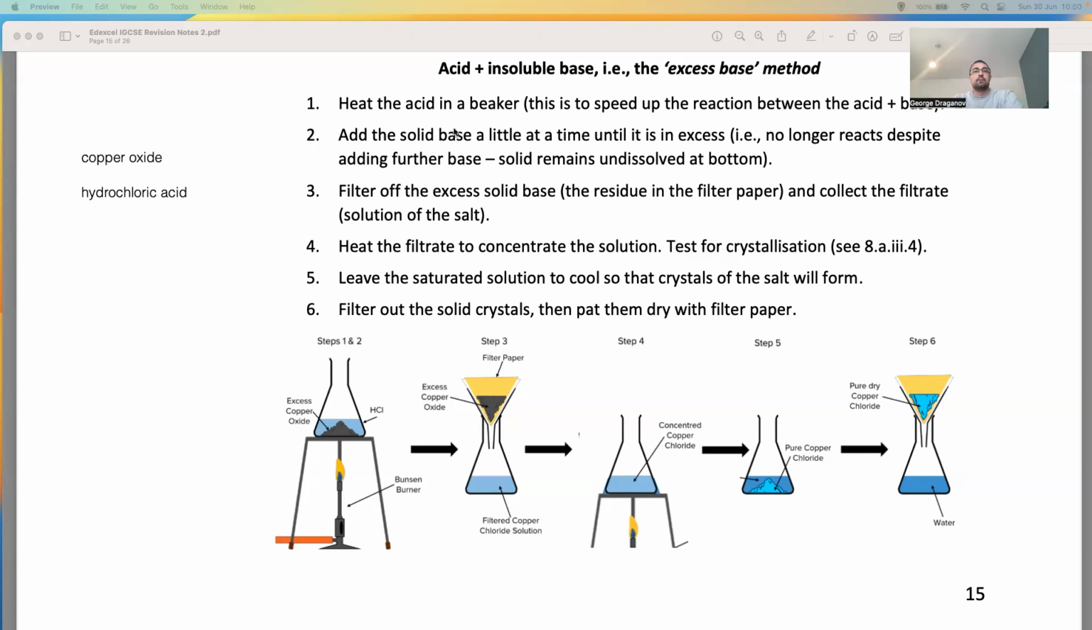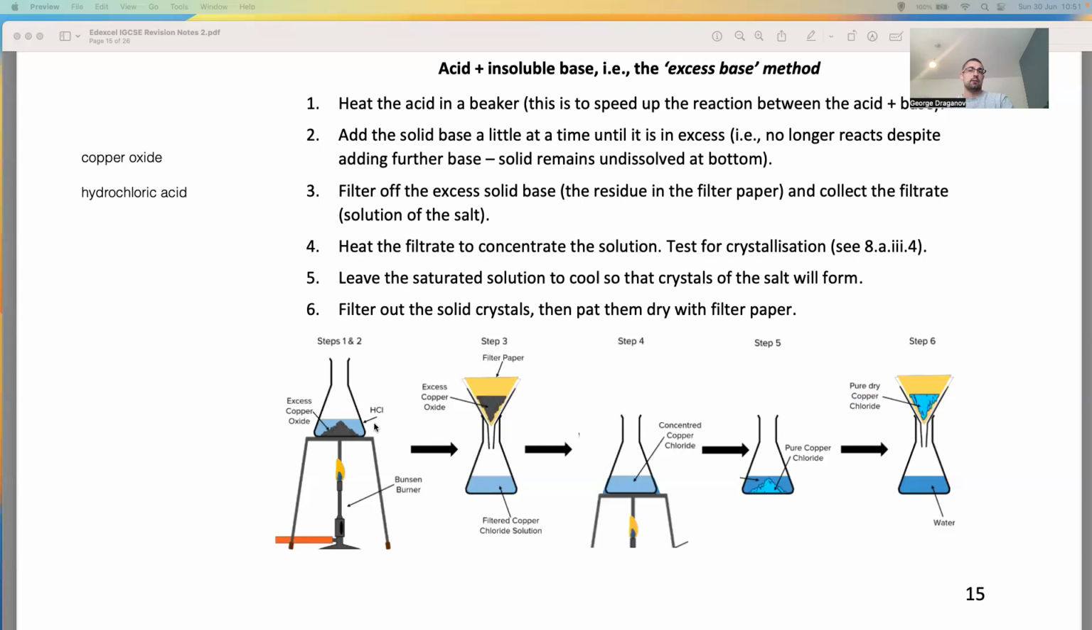So let's look at the method. Firstly, you gently heat up your acid to speed up the rate of the reaction. Then you take it off the heat and add the solid, the copper oxide, slowly stirring with a glass rod until it is in excess. It has to be in excess because you will see it remaining on the bottom. That means it's no longer reacting. If it's a carbonate, it'll no longer fizz. Why do you add it in excess? You add it in excess to ensure all the acid reacts.